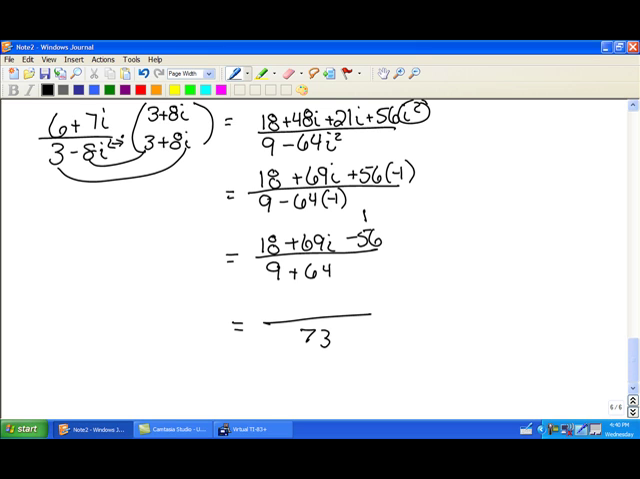Combine your like terms of a negative 56 and a positive 18. You're going to get a negative 38 plus 69i, all divided by 73. It's the same thing as saying negative 38 divided by 73 plus 69i divided by 73.